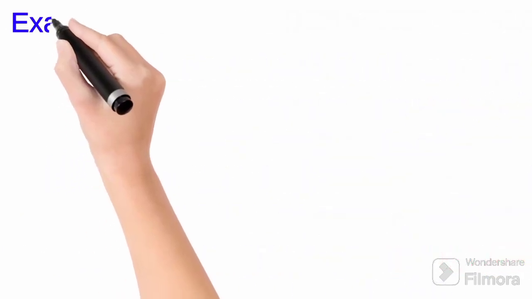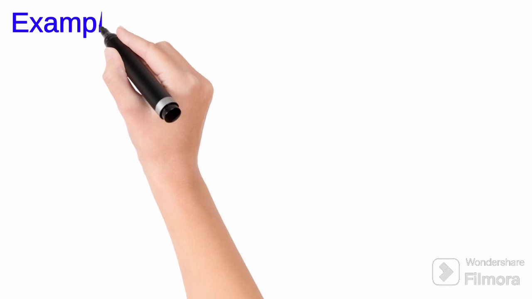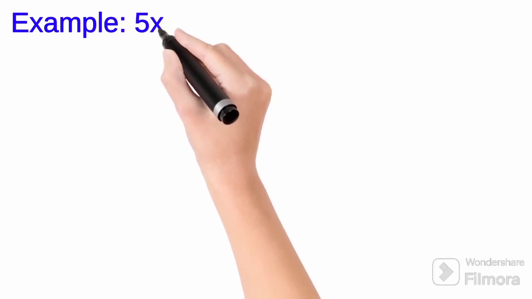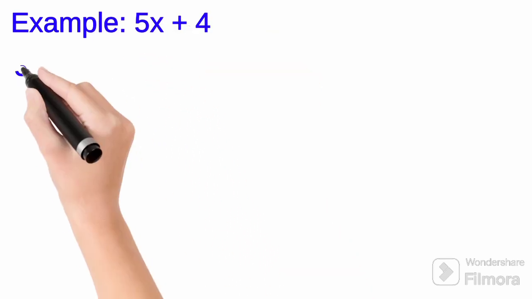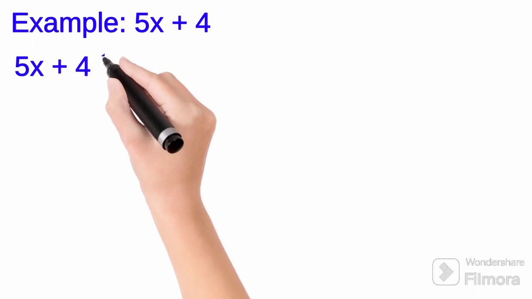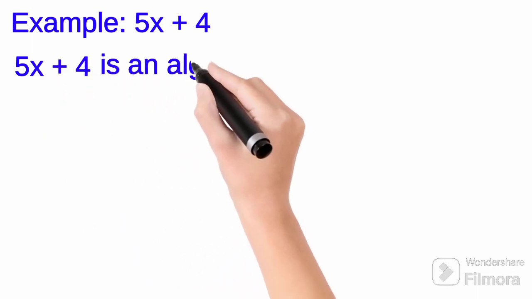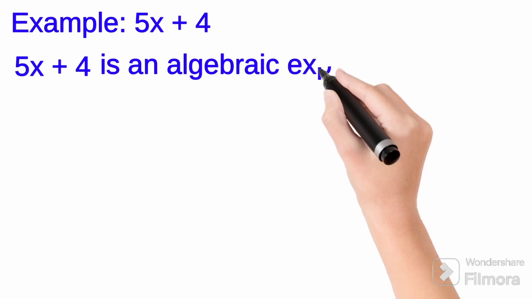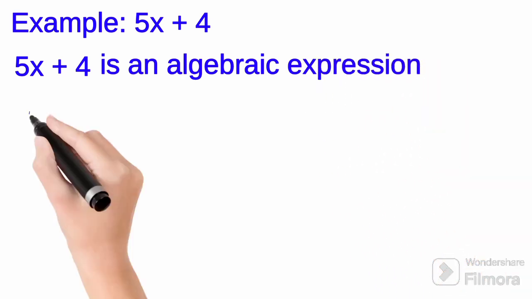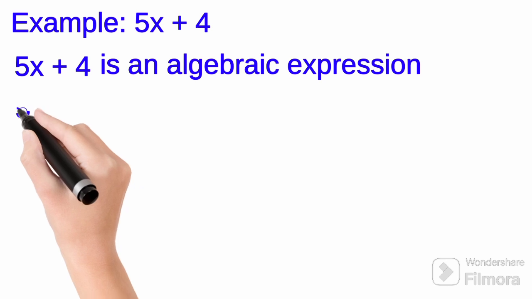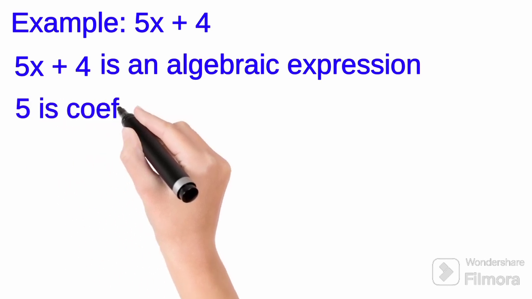Now let's go to the next, which is solving algebraic expression. The first example is 5x plus 4. We are going to explain all this. 5x plus 4 is an algebraic expression. Then we are going to explain what each of those numbers and letters stand for.